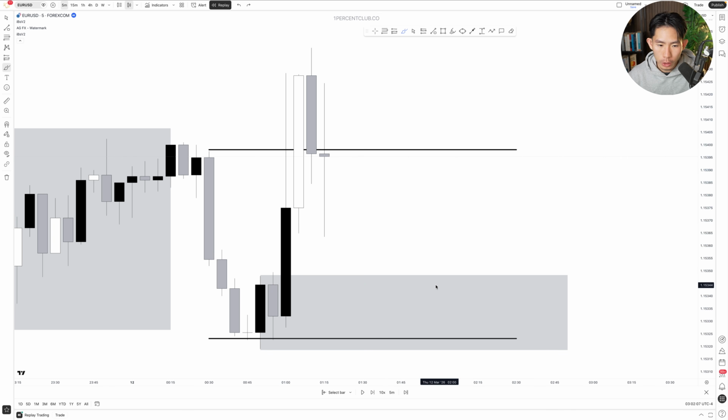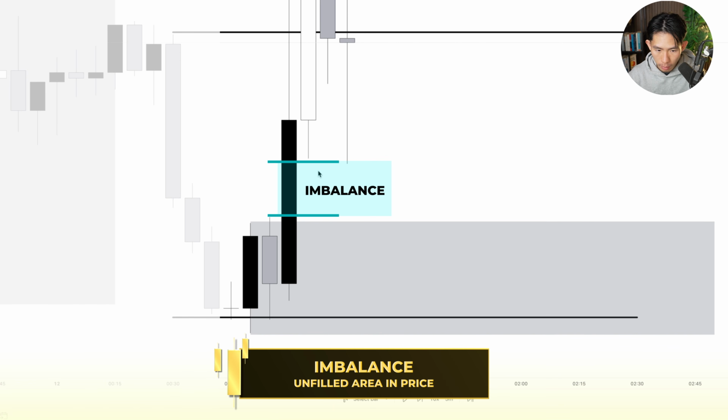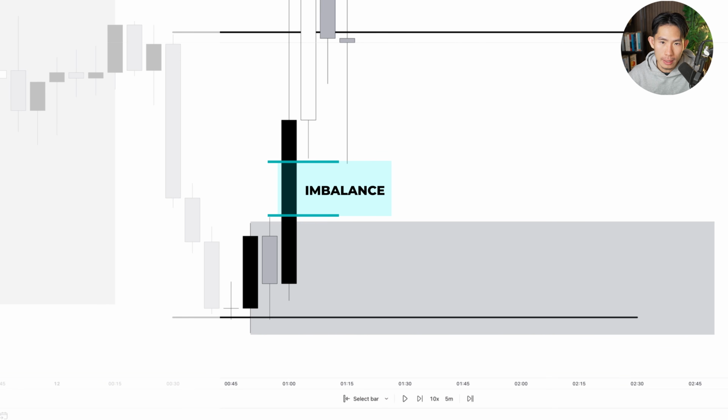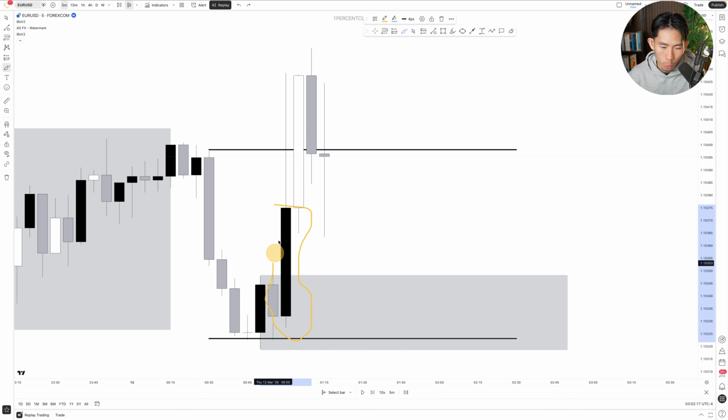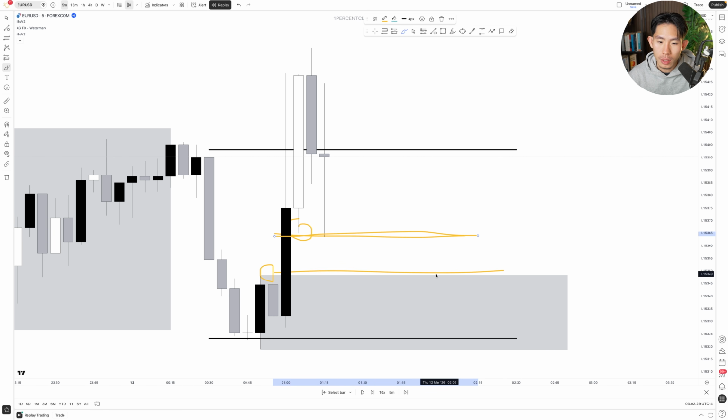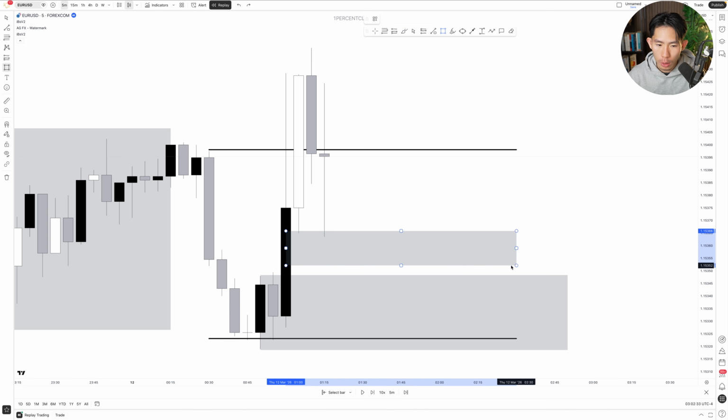Or another point of interest that we can look out for is the imbalance that was created. Imbalance is basically the gap, right? So if you look at this huge candlestick right here, what do we have? We got a huge gap right here, which is demarcated by the previous candlestick high and the next candlestick low, just like this, creating a gap, and this is what we call imbalance. And this is also another point of interest where price tends to respect before pushing to the upside.